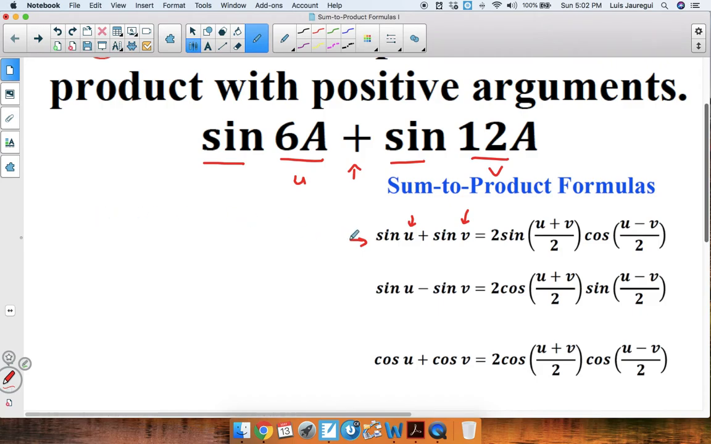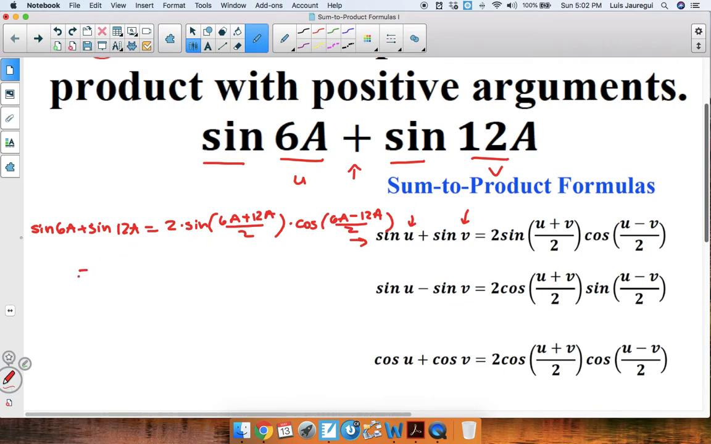So using that formula, we can say the following: sine of 6a plus sine of 12a is equal to 2 times sine of (u plus v) over 2, so (6a plus 12a) over 2, times cosine of (u minus v) over 2. So in this case, times cosine of (6a minus 12a) over 2.